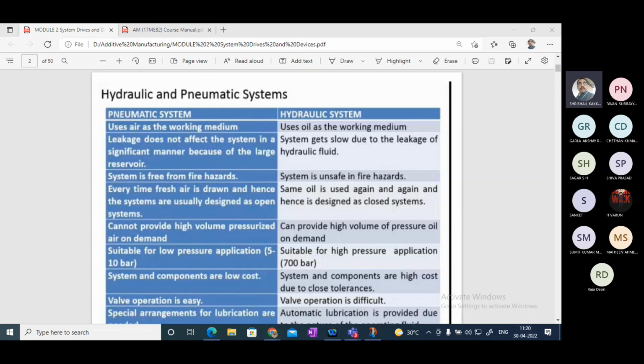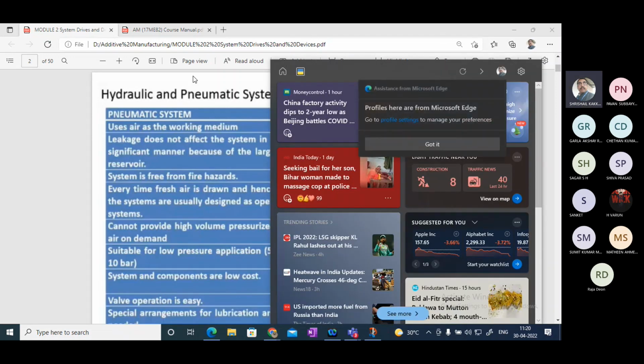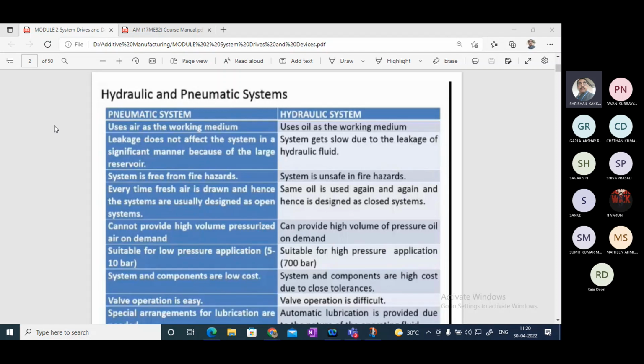And the leakage or presence of pneumatic systems will not be hazardous, and they are unsafe in the case of hydraulic systems. Fire hazards. Okay, these oils at high temperature, what happens? They'll catch fire. This will be unsafe in use. And I'm talking about the open loop and closed loop. You can see that every time fresh air will be drawn from the compressor tank, and it will be used in the case of pneumatic systems.